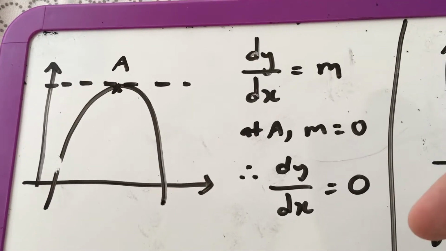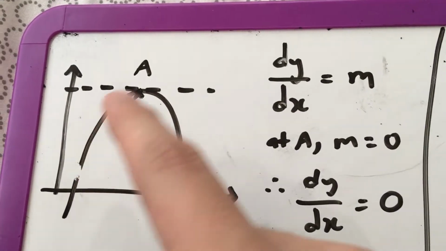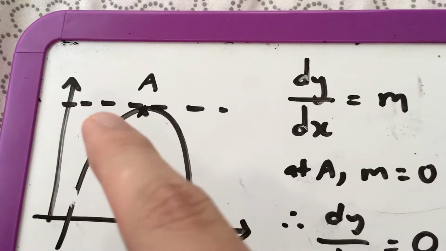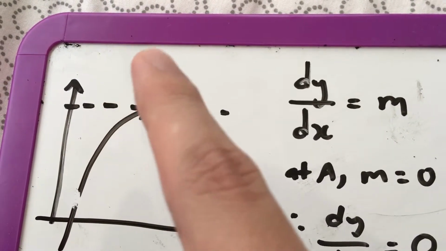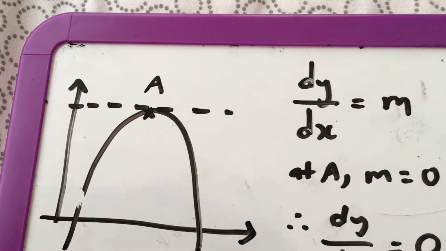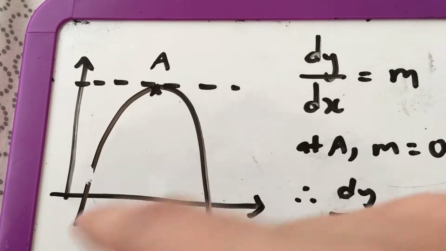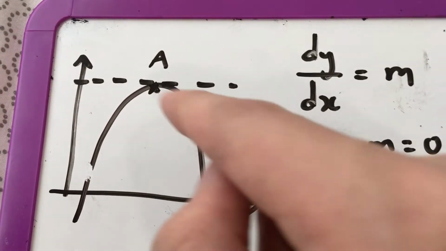So now we'll talk about turning points. As you can see here, I have a quadratic graph, and you can see a point there, point A, where it's at the top of this graph. If you think about it, this curve has a lot of gradients, depending on where you are on the line.